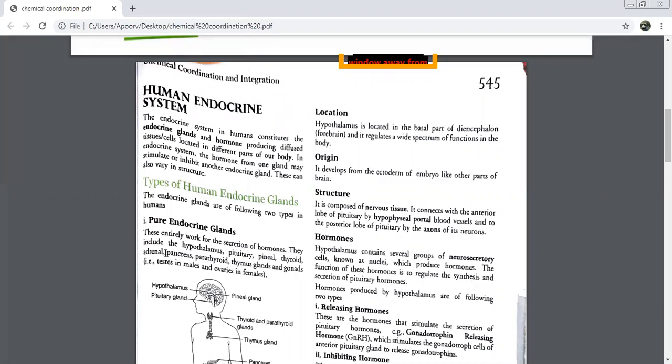Very good. When we talk about the human endocrine glands, there are two types of endocrine glands. Just name them. Pure and partial endocrine glands. Yes, those glands which are involved entirely for secretion of hormones are known as pure endocrine glands. Two examples of pure endocrine glands: hypothalamus, adrenal, thyroid, pineal.